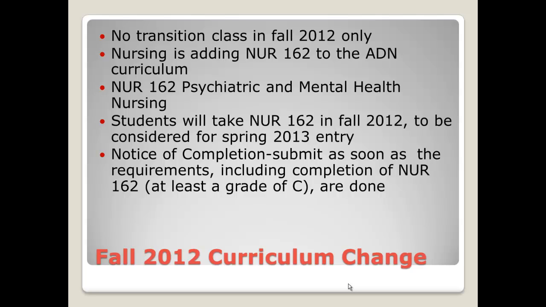Any LPN interested in a seat in transition for spring 2013 will need to have completed Nursing 162, Psychiatric and Mental Health Nursing, in fall 2012. Fall 2012 will be used to take Nursing 162 by students who want to submit a notice of completion for a seat in spring 2013. The notice of completion can be submitted once all requirements have been met, including a grade of at least C in Nursing 162.